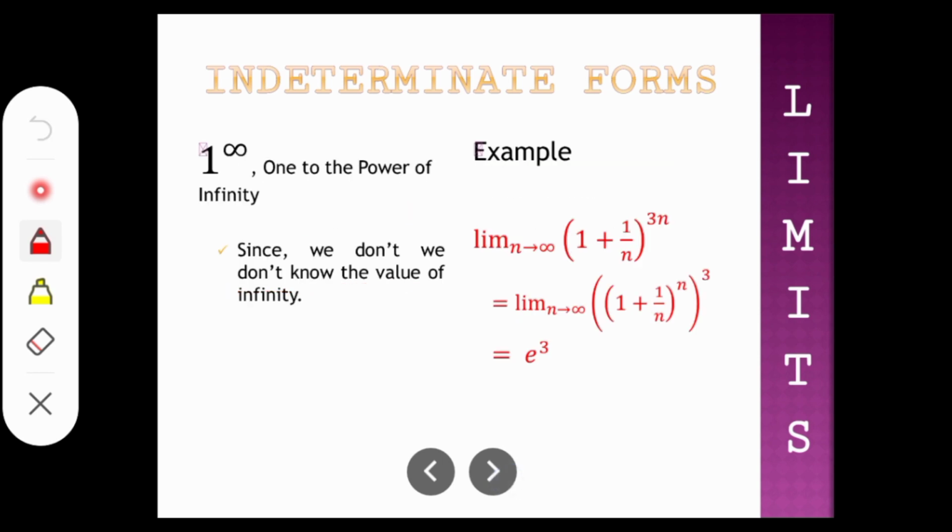The last one in the indeterminate forms is 1 to the power of infinity. Since we don't know the value of infinity, the example is this one. The limit of (1 + 1 over n) raised to 3n as n approaches infinity is equal to the limit of ((1 + 1 over n) raised to n) raised to 3. As n approaches infinity, we come up with the answer of e^3.